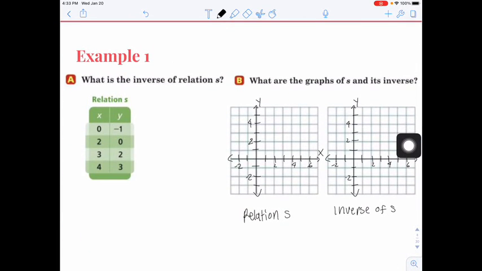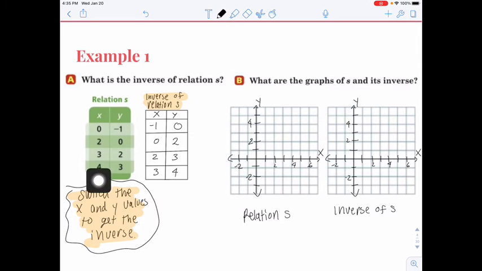Example 1 for part A says, what is the inverse of relation S? As we saw in the previous slide, to get the inverse of relation S, we just switch the x and y values. So if we have (0, -1) in our relation, the inverse will be (-1, 0). (2, 0) in relation S will give us (0, 2) in the inverse. (3, 2) becomes (2, 3), and (4, 3) becomes (3, 4).